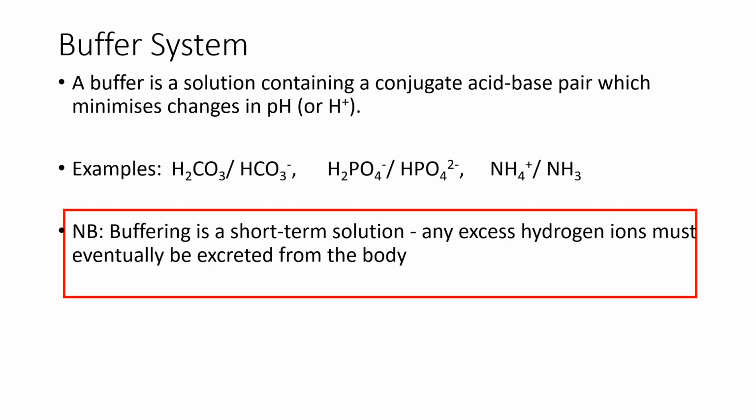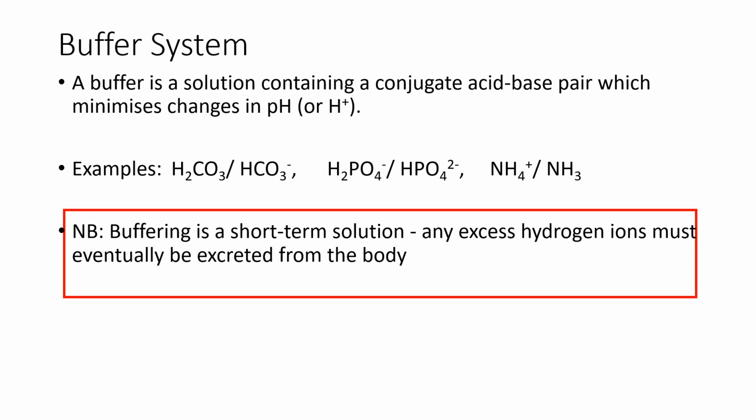Talking about the buffer system, a buffer is a solution that contains a conjugate acid-base pair, which minimizes changes in pH. That's the basic definition. But generally, if you remember when we talked about the weak acid, they dissociate partially to produce a hydrogen ion and a conjugate base. And the presence of both the weak acid and the conjugate base in the solution make up what we call a buffer system. Their function essentially is to minimize the changes in pH.